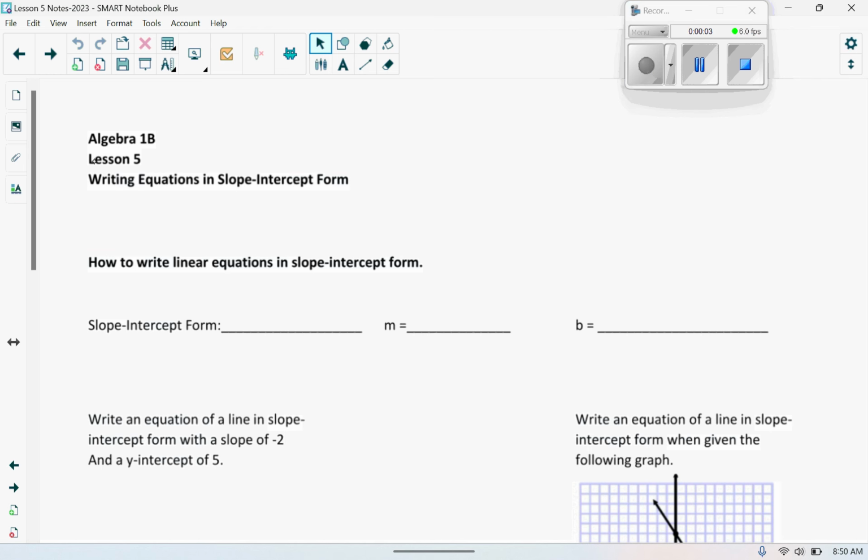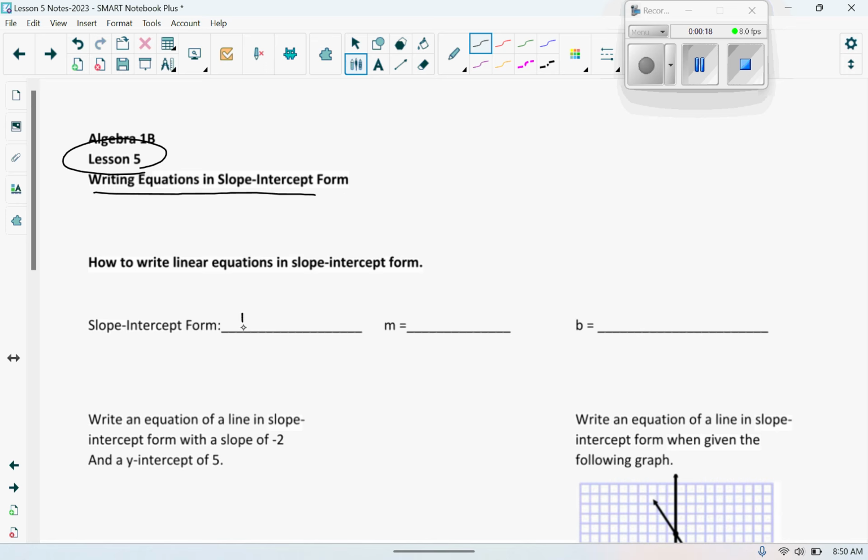Guys, welcome to lesson 5, where we're going to talk about writing equations in a different form. And this is slope-intercept form, which we kind of already talked about yesterday, but we're going to delve more into it. So slope-intercept form, as we said yesterday, was y equals mx plus b, where m is your slope and b is your y-intercept.